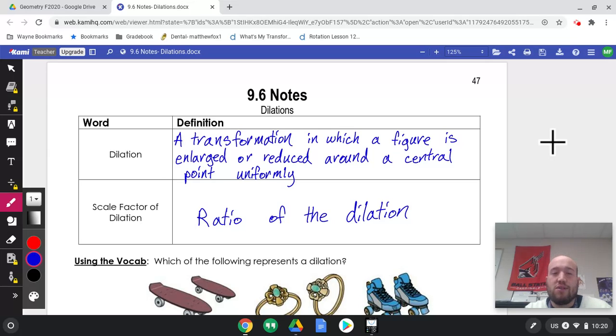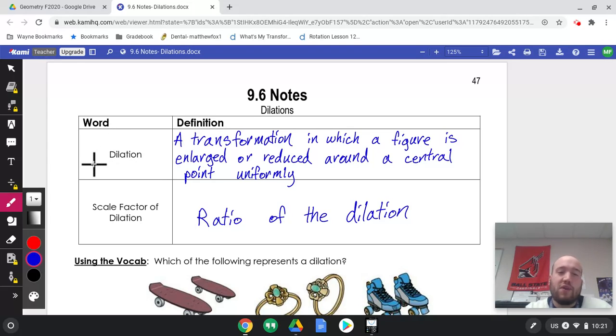Just to remind us where we were at, before break we had talked about 3 types of transformations. Translation, where the shape slides in one direction. A reflection, where it flips over a line of reflection, and a rotation, where it turns around some central point. Now today we're going to talk about one, and the difference with this one is the shape will change size.